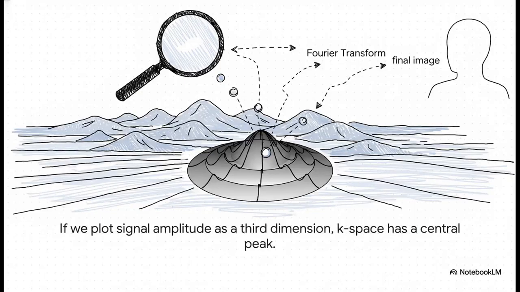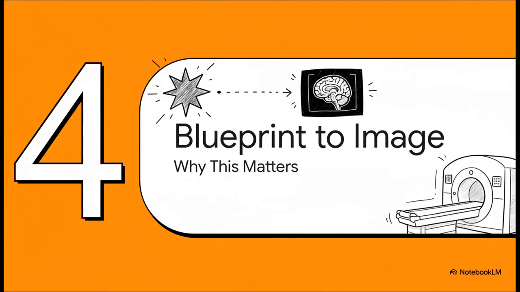And check this out. This is such a great way to visualize it. K-space isn't just a flat map. If you imagine signal strength as elevation, it's a whole landscape. There's this massive mountain peak of signal right in the center that slopes down to these low, flat plains out at the periphery. The Fourier transform analyzes this entire landscape to build the image. So we've gone from a weird starburst of data all the way to a medical image.